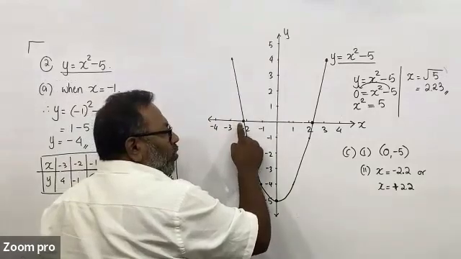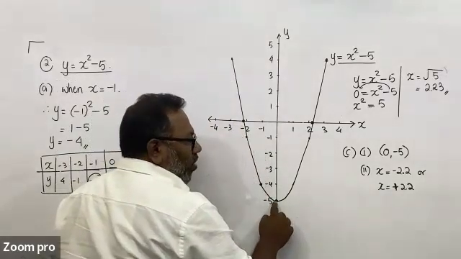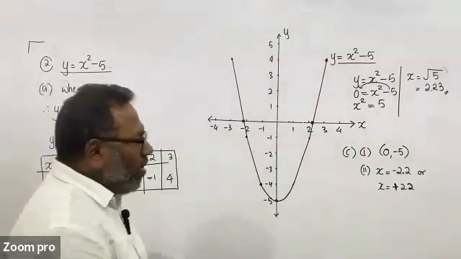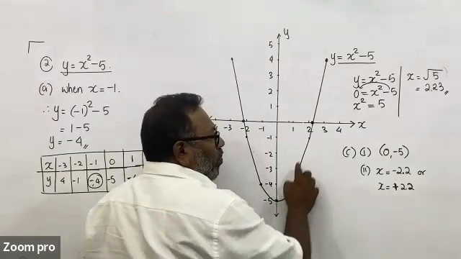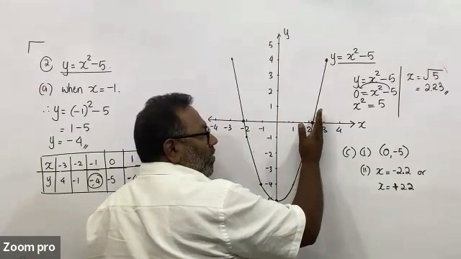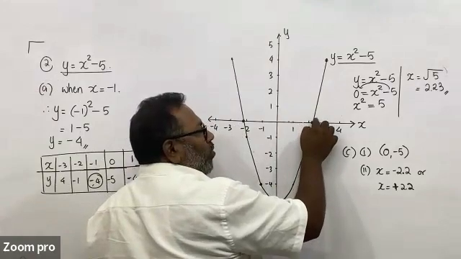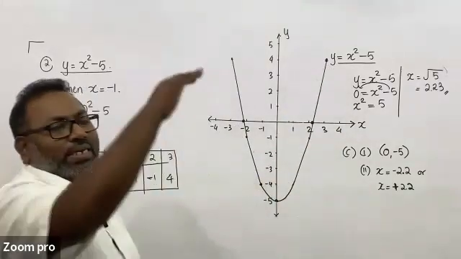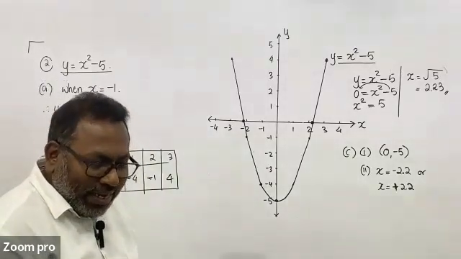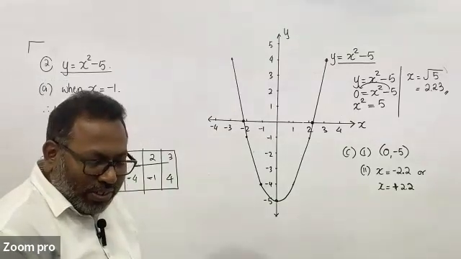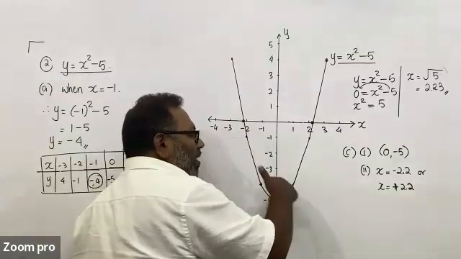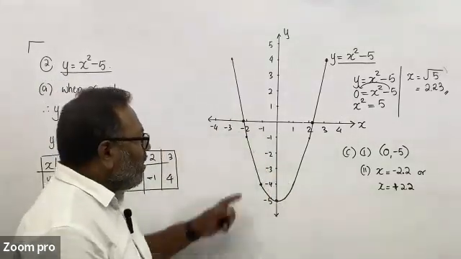Then from minus 2.2 to 0, it is decreasing negatively. Then from 0 to plus 2.2, it is increasing negatively. Then from 2.2 upwards, it is increasing positively. So the question they're asking is, write the range of x for which the graph decreases negatively. Where is the graph decreasing negatively? Here. So what is the range?